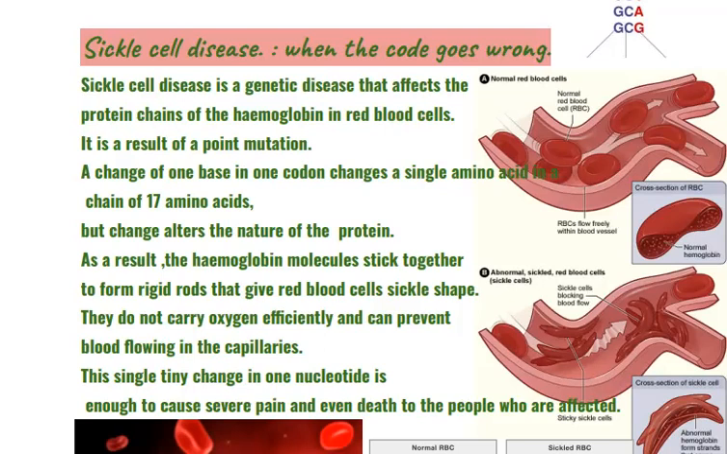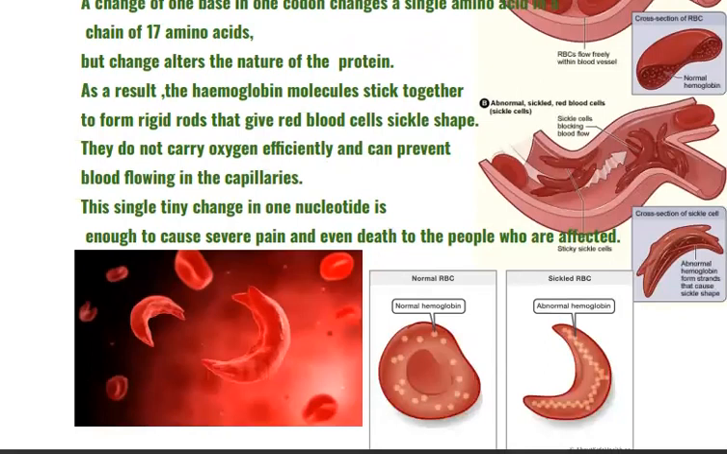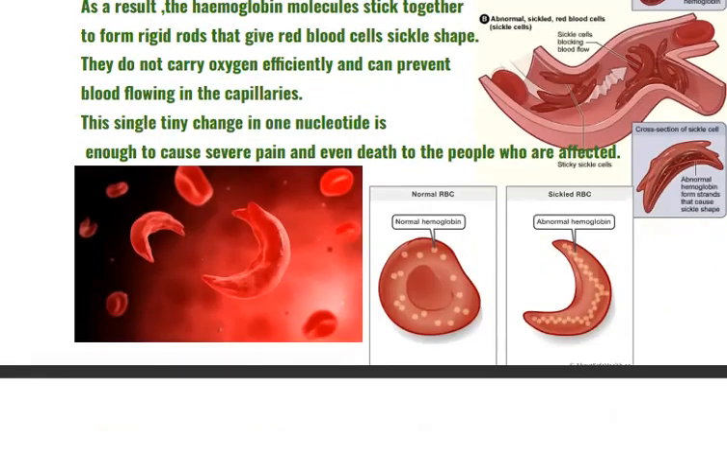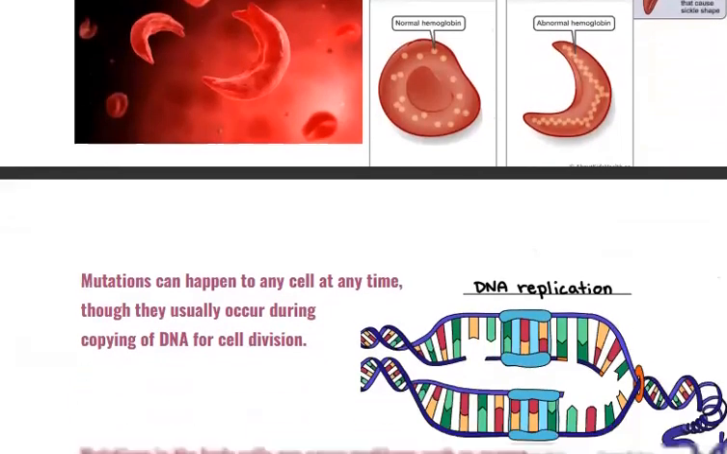As a result, the hemoglobin molecules stick together to form rigid rods that give red blood cells a sickle shape. They do not carry oxygen efficiently and can prevent blood flowing in the capillaries. This single tiny change in one nucleotide is enough to cause severe pain and even death to the people who are affected.